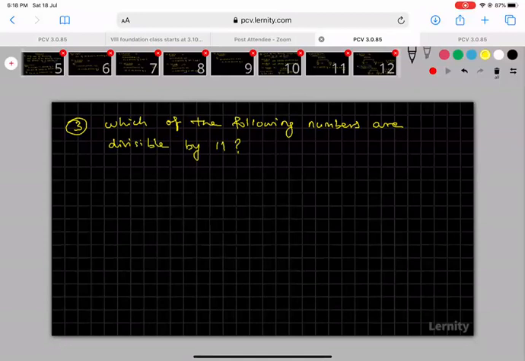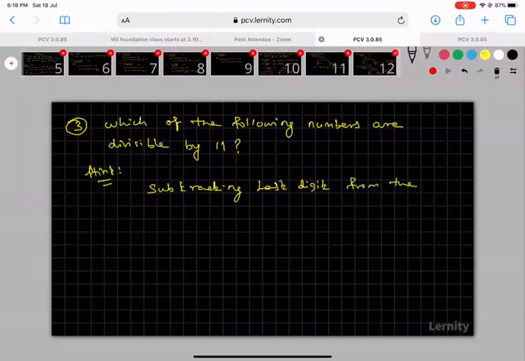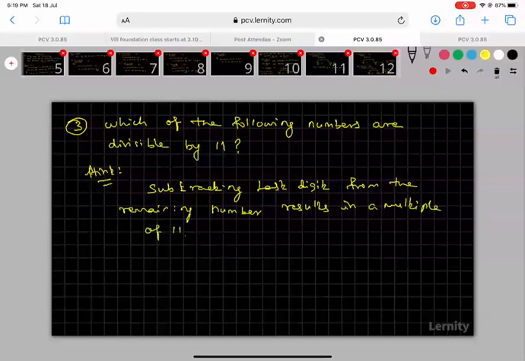So here you see, the hint I will give you: subtracting the last digit from the remaining number results in a multiple of 11. Okay.